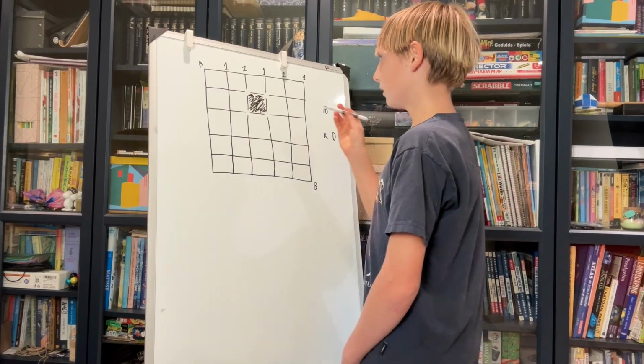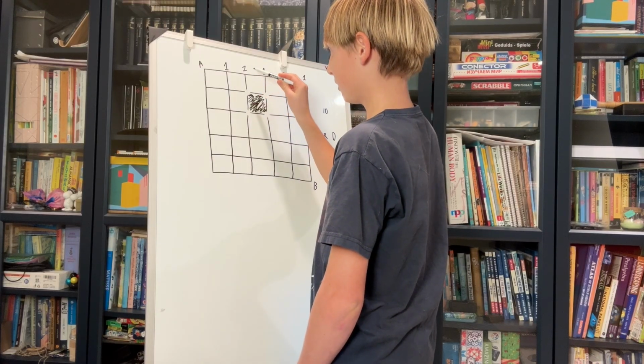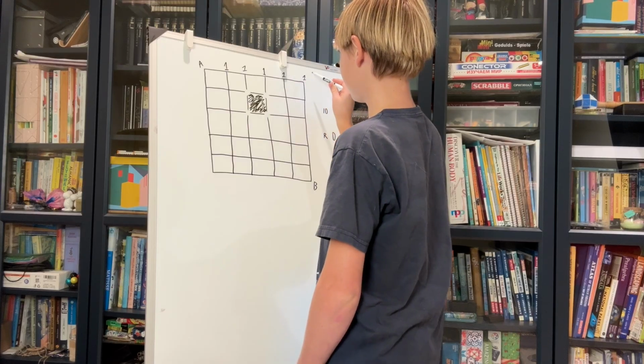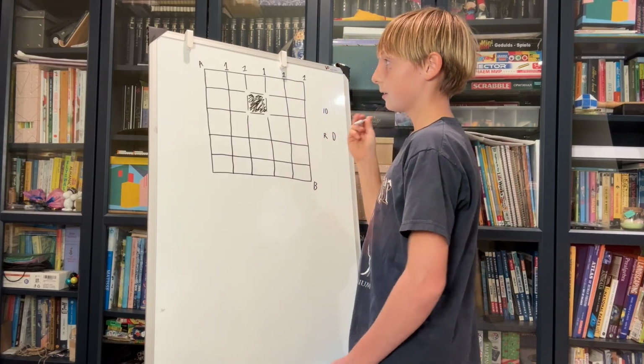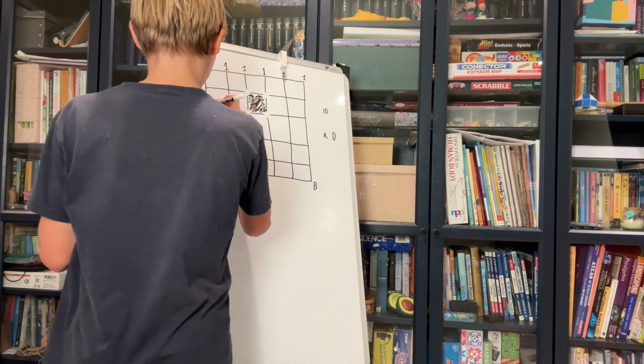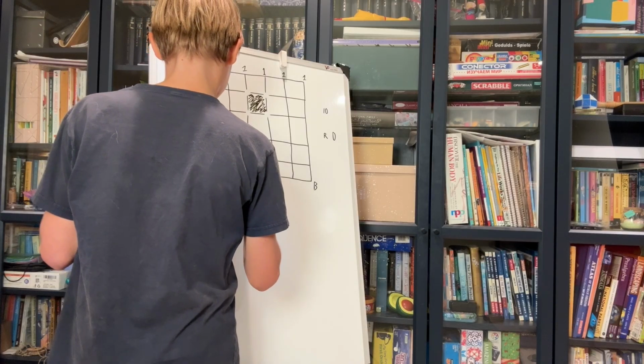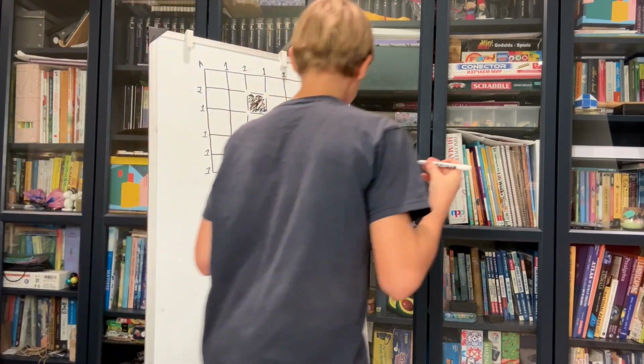So there's one way to get here, one way to get here, one way to get here, one way to get here, and one way to get here. Then there's also one way to get here, one way to get here, one way to get here, one way to get here, one way to get here.